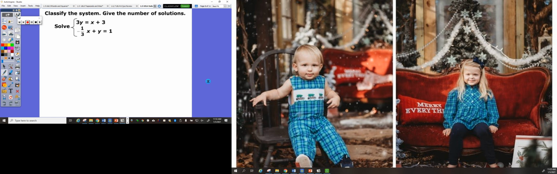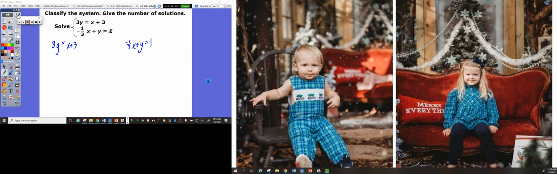So, let's just do this one right here and then we'll call it a day. On your homework, you only have, I think, six questions. It says classify the system and give the number of solutions. On the homework, it's going to say explain why.